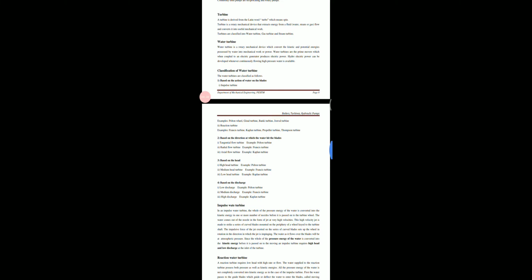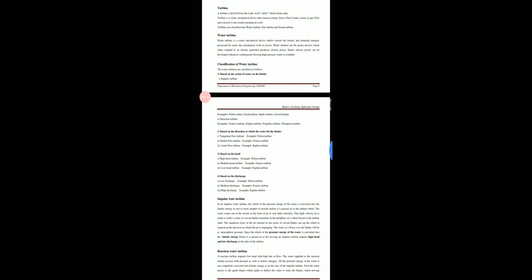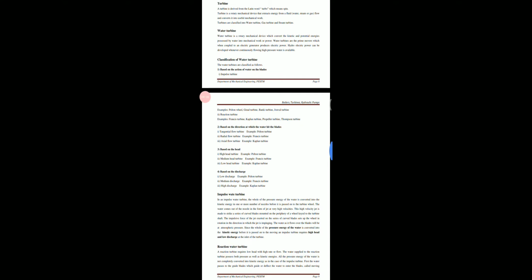Another classification is based on its flow. One is tangential flow, an example for this is Pelton. Another one is radial flow, an example for this is Francis. Another one is axial flow. Turbines will be just installed in one particular phase.